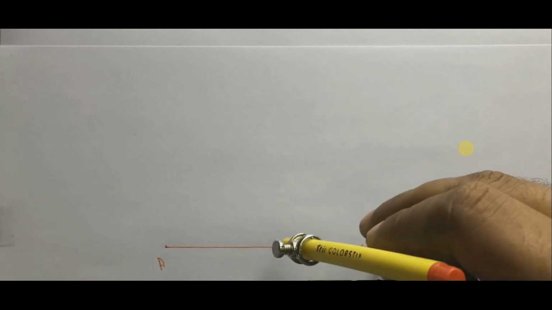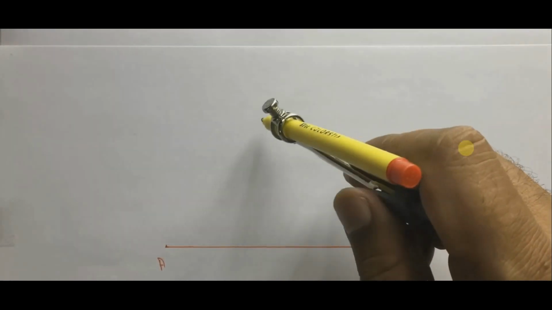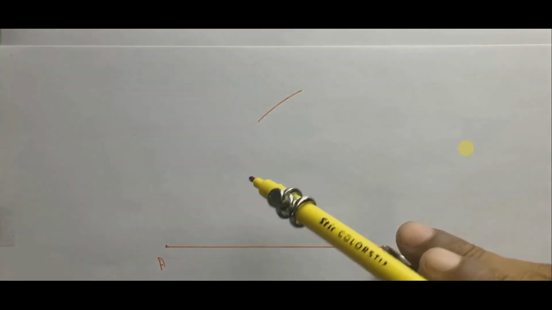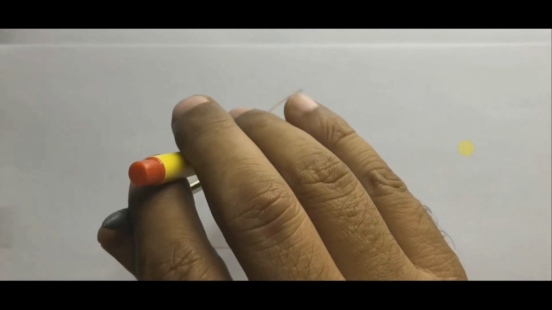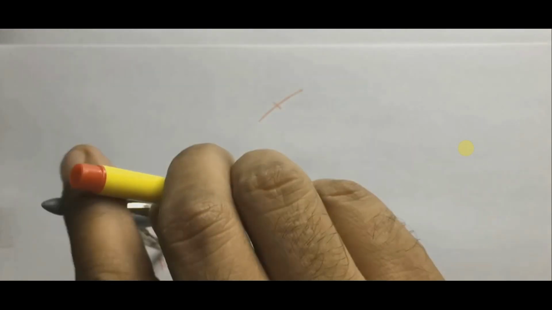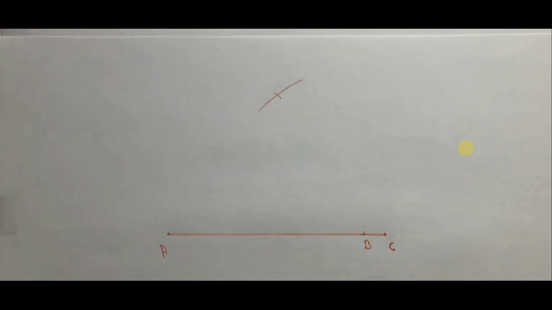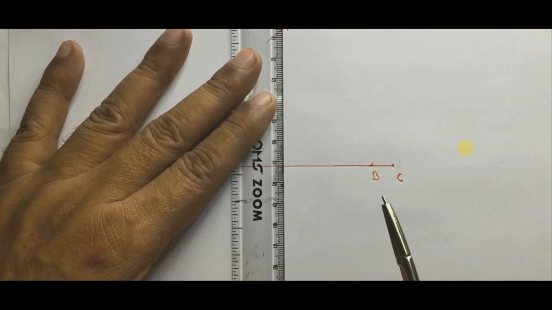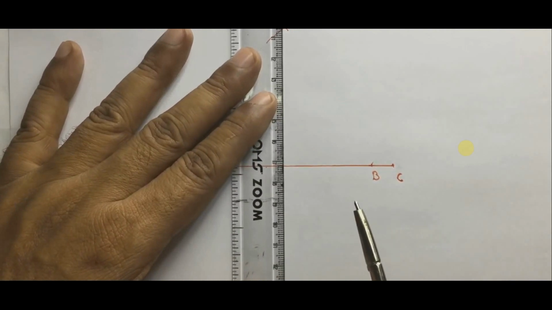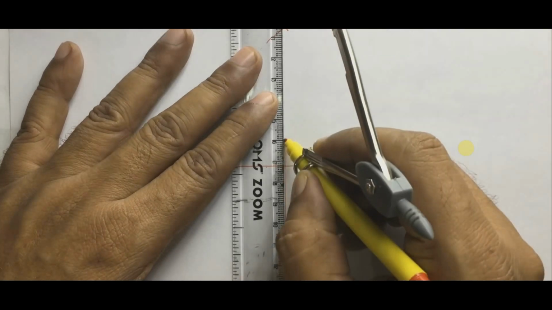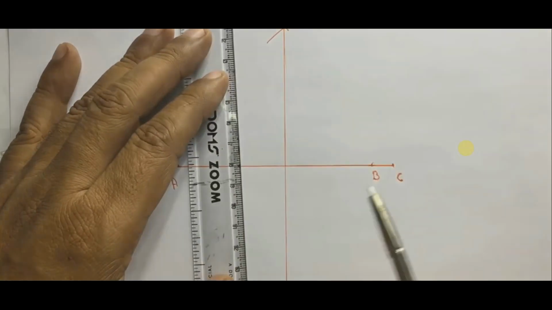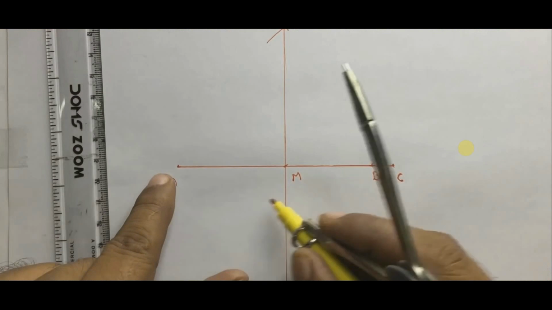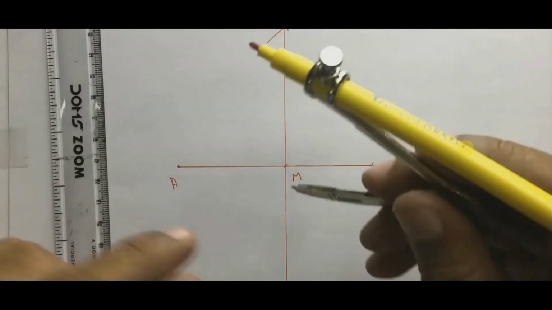Now we have to bisect the line AC. Okay, to do that we have to take an arc of more than half of AC. Then we have to draw arcs both up and down. Then we have to join the two points of the two arcs' intersection, and this line will give us an intersection point M. That means M is the midpoint of AC.